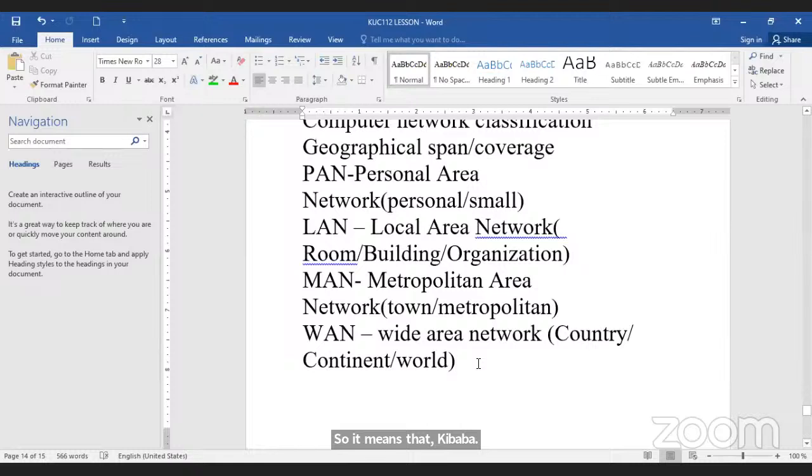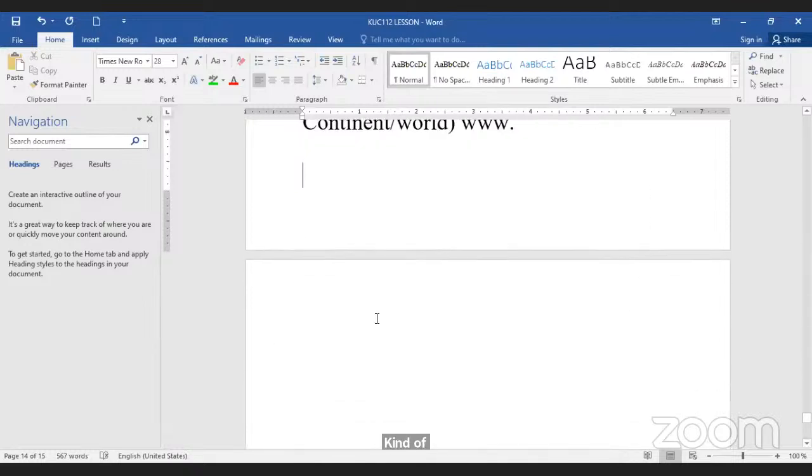And most of the wide area networks, you see that they start with www. So if you see a network that starts with www, it's called the World Wide Web. World Wide Web means that you can be accessed anywhere within the world. So those are categories of computer networks according to the geographical span. Also, computer networks can be classified according to topology.